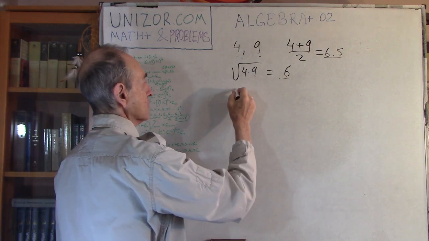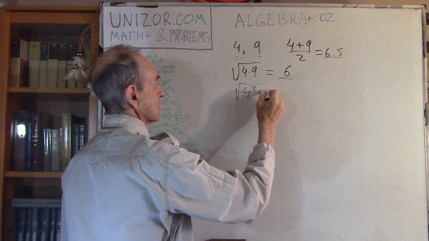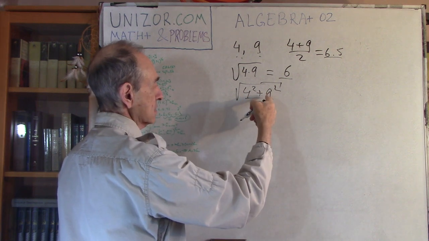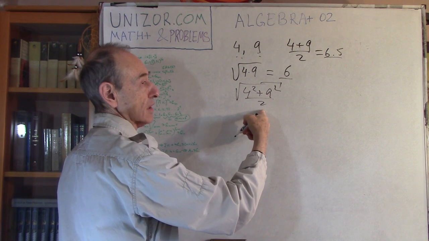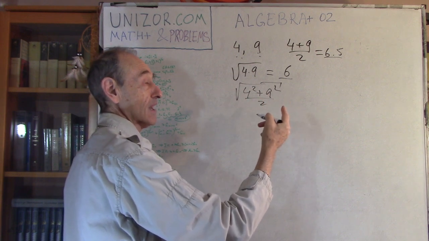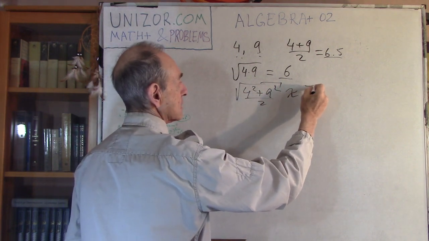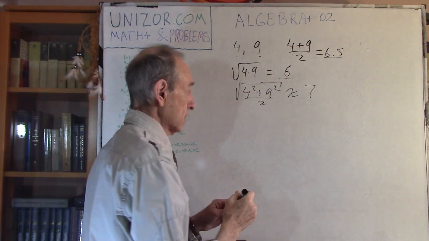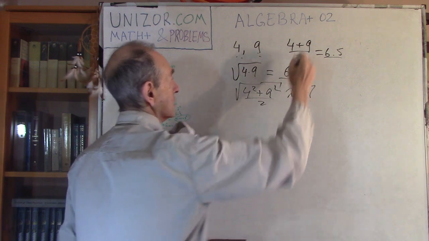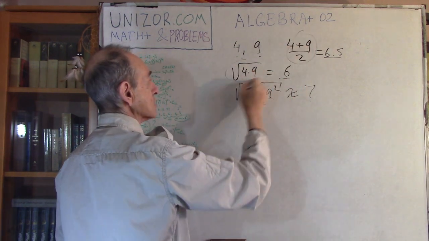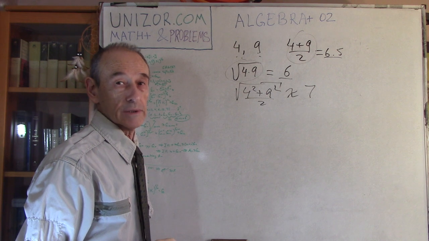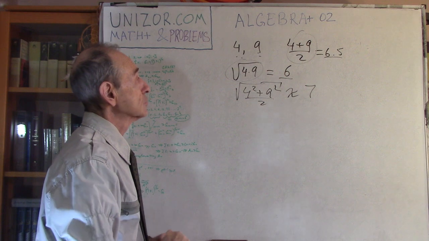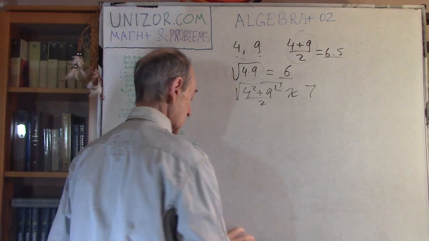There is a quadratic average, which means you take 4 squared plus 9 squared, divided by 2, and the square root: 16 plus 81 is 97, divided by 2 is 48 and a half, almost 49, so it's approximately 7. Also in between, but it's a different average. Now, what's interesting is that the arithmetic average is always greater or equal to the geometric average. And that's what we are going to prove today, and not only for two numbers, but for any number of numbers.